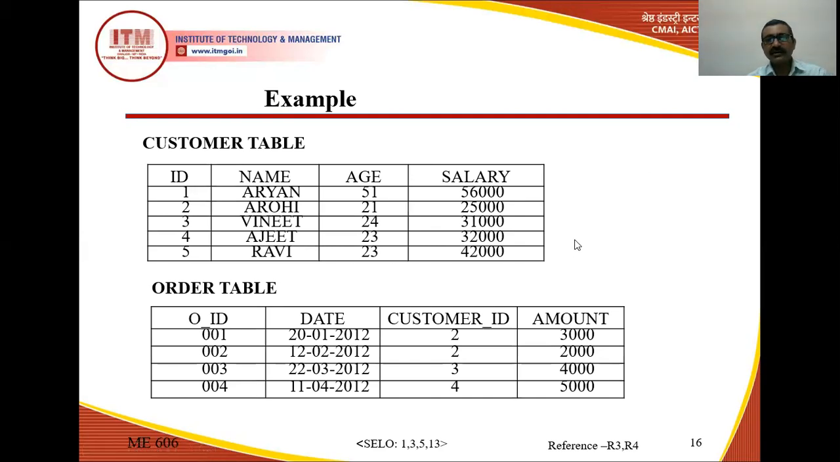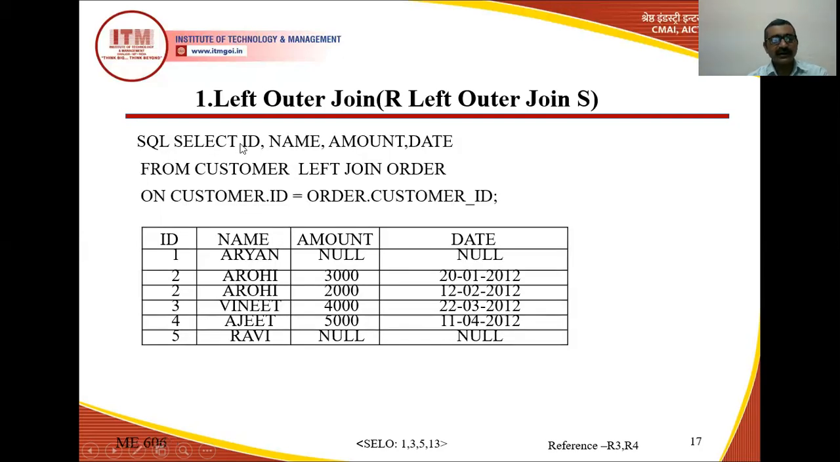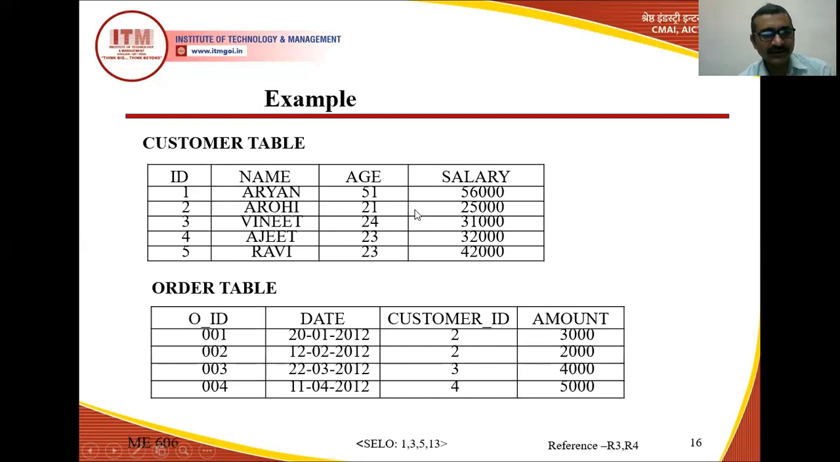There are two tables, a customer table and an order table. Customer table has four fields: ID, name, age, and salary, and the order table has four fields: OID, date, customer ID, and amount. Okay, so here we have to perform the left outer join. R left outer join S means SQL: select ID, name, amount, date from customer left join order on customer.id equal to order.customer_id, where one field is common, that is id.